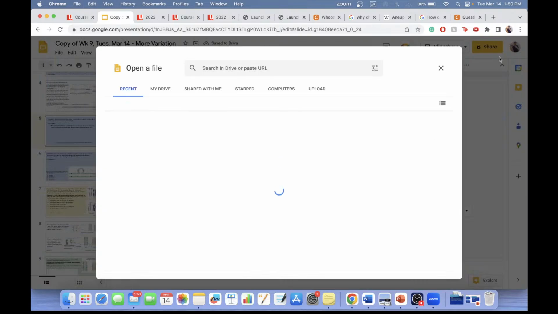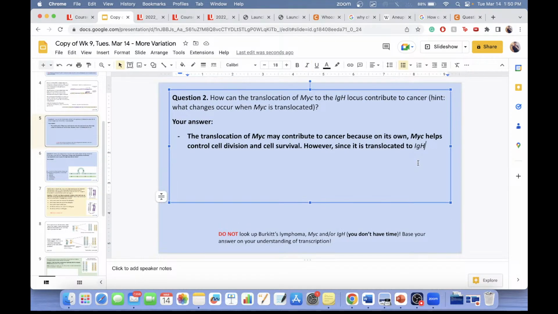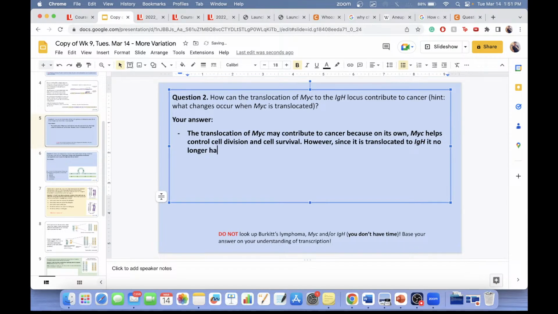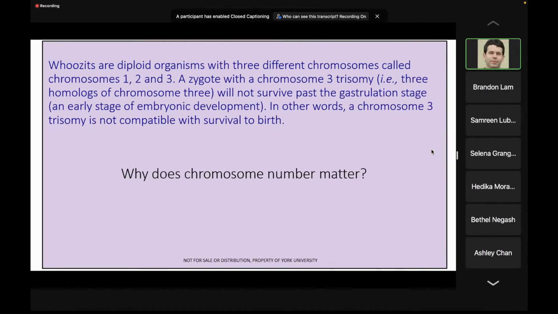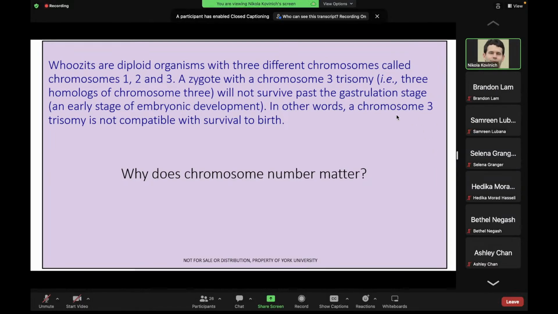All right, so woozits. Woozits are a diploid organism with 3 different chromosomes, so chromosomes 1, 2, 3. A zygote with a chromosome 3 trisomy, so 3 homologs of chromosome 3, will not survive past the gastrulation stage, so that's an embryonic stage. In other words, a chromosome 3 trisomy, having an extra chromosome 3, is not compatible with survival to birth.